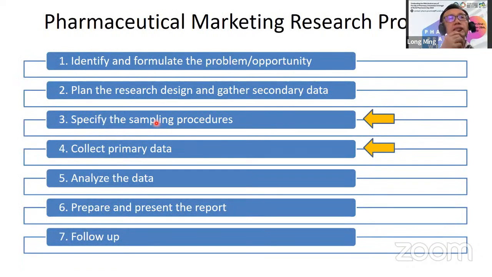Let's look at step 3 and step 4. Okay, step 3 is to specify the sampling procedures. Step 4 is to collect the primary data. Secondary data is literature or the reported studies, and primary data is the new data that you're going to collect.